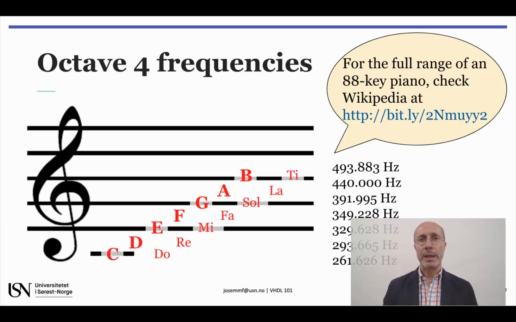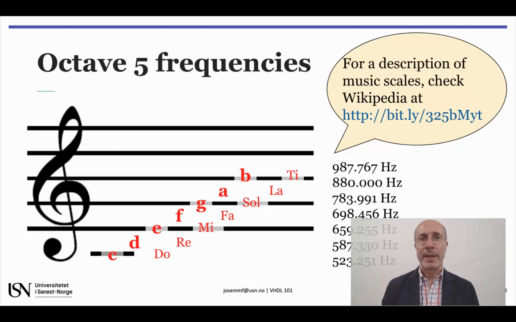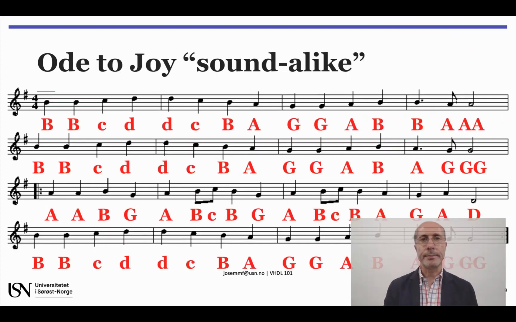Octave 4, shown here, starts with note C at 261 Hz, not kilohertz. As you would expect, octave 5 then starts with note C at double frequency, which in this case is 523 Hz. In the case of this project, we will limit ourselves to considering octaves 4 and 5, meaning that the range of frequencies that you are asked to generate extends from 261 up to 987 Hz.